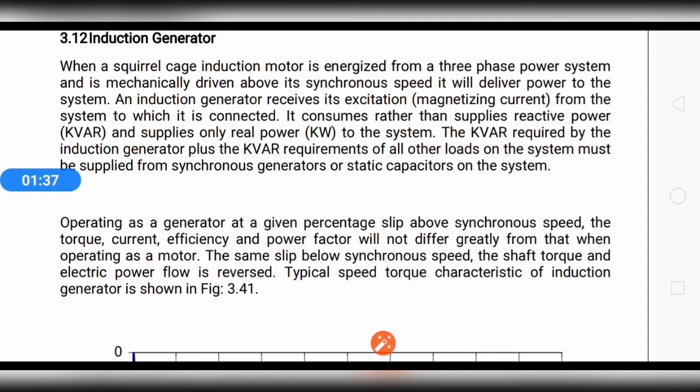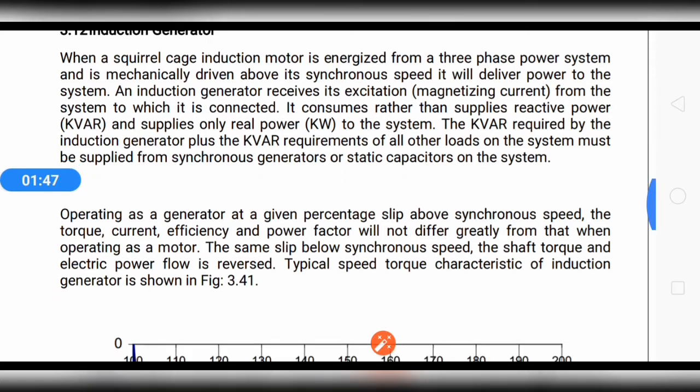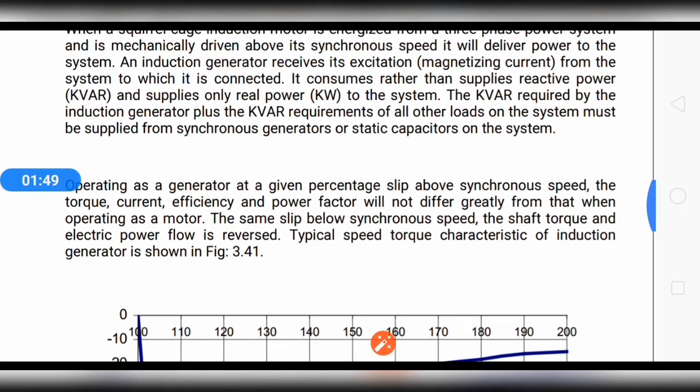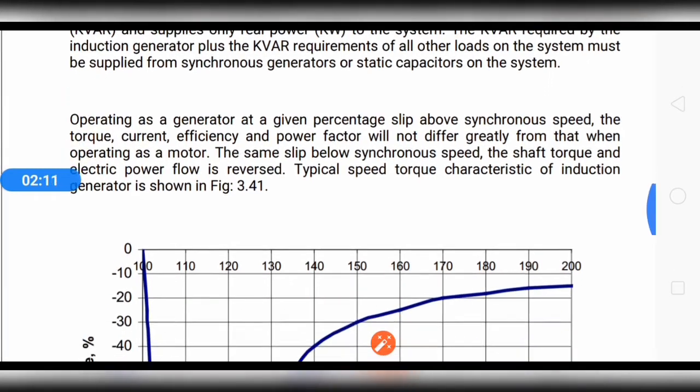It consumes reactive power rather than supplying the reactive power. It only supplies the real power, that is kilowatt. So this is one of the restrictions of induction generator, that it only supplies real power to the system and it consumes the reactive power from the system. The reactive power supplied to the induction generator plus other loads is taken care of by the synchronous generator or static capacitor connected to the system.